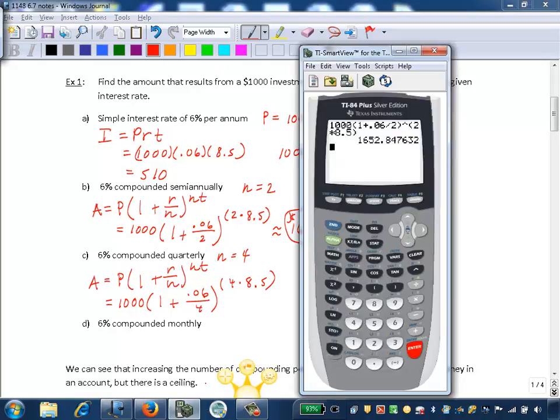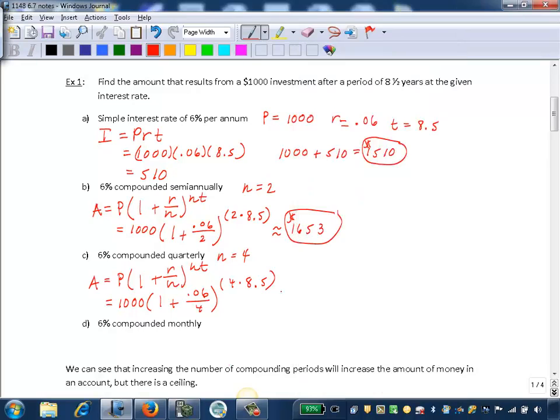Now on your calculator, you can just hit second entry, and it'll bring up your previous entry, and you can just change your compounding periods. We can change that 2 to a 4 for the quarterly, and then in our exponent, we also have our 4. And we hit enter, and we're going to get $1,659 if we round to the nearest dollar. So approximately $1,659. So not much higher than the semi-annually, just a few dollars more.